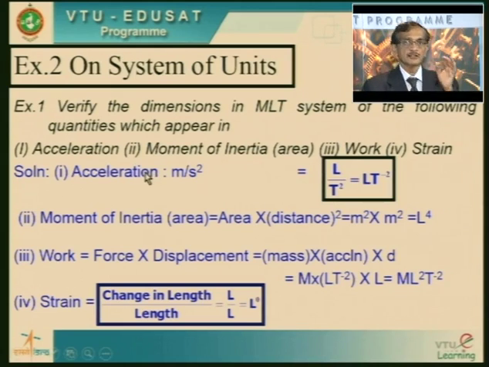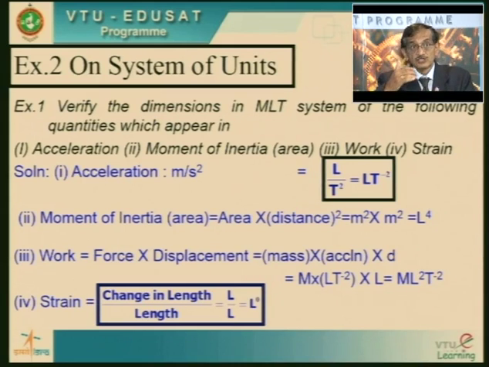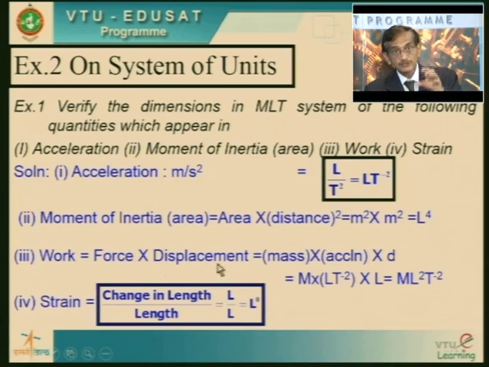So, this particular problem, which is on system of units, is trying to tell you how to derive the primary dimensions for a given variable. The variable can be acceleration, moment of inertia, velocity, or work done. We can derive them based on the fundamental definitions, correct. So, hopefully you understood the concept, how we have got the answers for this particular problem, correct.